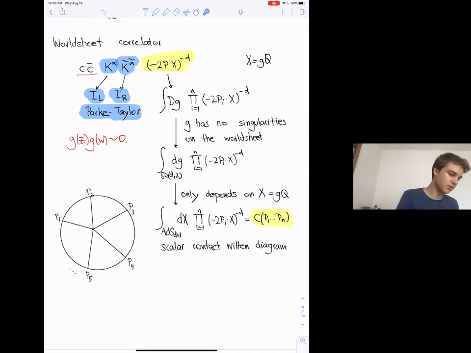And then it further collapses because the integrand actually does not depend on G itself, but it only depends on X. And remember that X was this G acting on Q. And so it further collapses to an integral over just AdS_{d+1}. And since the integrand is invariant in the right multiplication and transforms covariantly in the left multiplication, the measure of that integral is also fully fixed to be the unique invariant measure on AdS_{d+1}. So what we get in the end is just an integral over AdS_{d+1} of these boundary propagators, which is nothing else than the scalar contact Witten diagram.